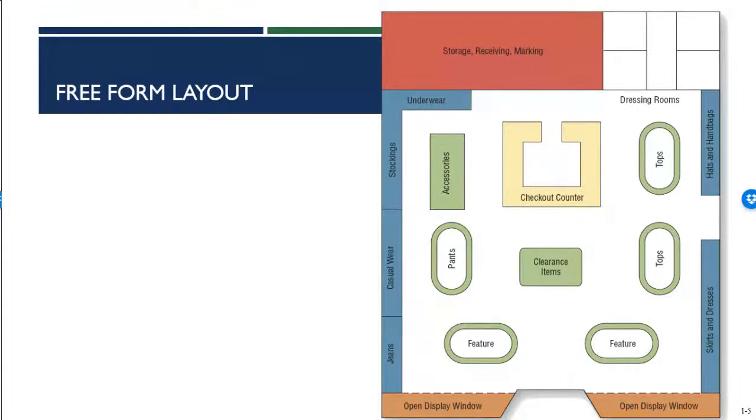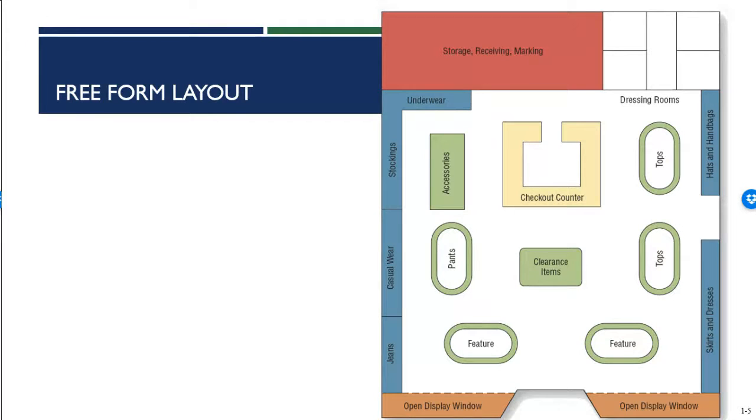So the third type of layout is called a freeform layout. A freeform layout can also be called a boutique layout, and that's because it's generally used in boutique locations. A boutique or freeform layout generally has one entrance and exit, and it arranges all of the fixtures in an asymmetric pattern. So there's really no rhyme or reason to the layout, and this one on our screen even is a little bit more symmetrical than what you'll generally find in a freeform layout location.